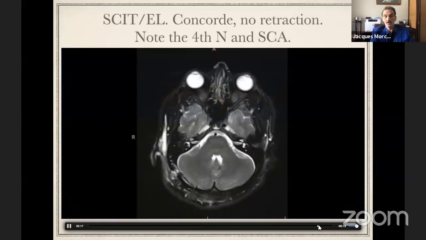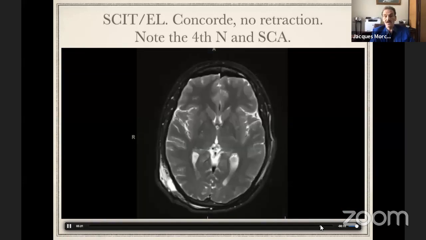Concord position, post-op MRI, good resection. Patient had a transient repeat of her fourth nerve palsy. I saw her, and by 3 weeks, completely recovered.